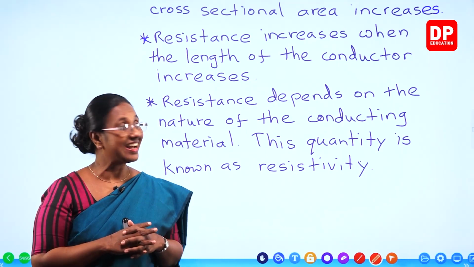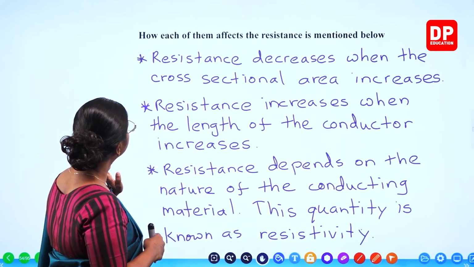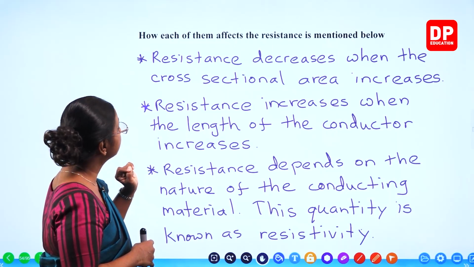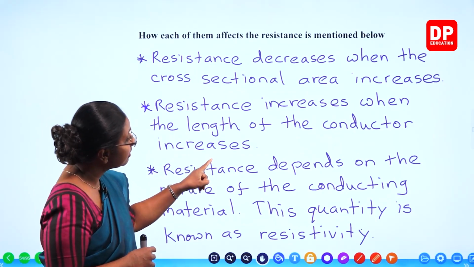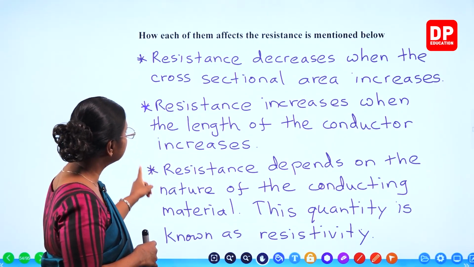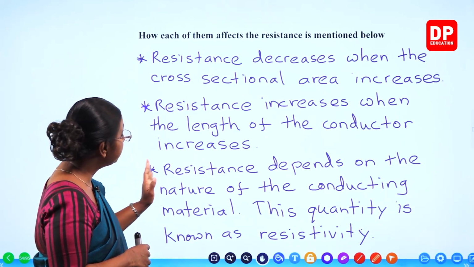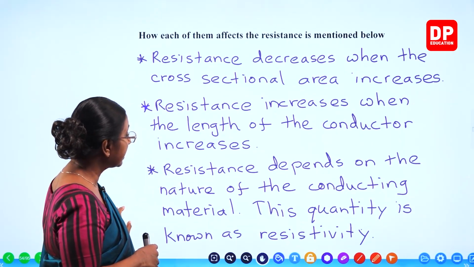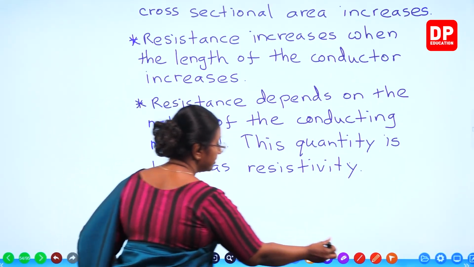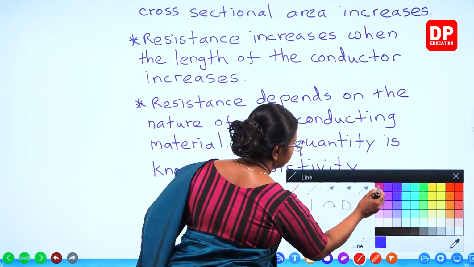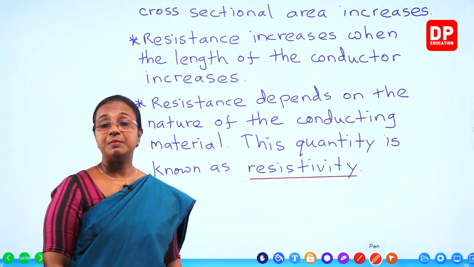I'm sure you all can understand that. So these are the three factors and how they affect the resistance. Resistance decreases when the cross-sectional area increases. Resistance increases when the length of the conductor increases. And resistance depends on the nature of the conducting material. And this quantity is known as resistivity. So here a factor, resistivity. So you all have to remember that.